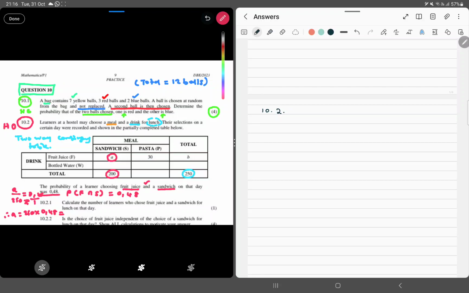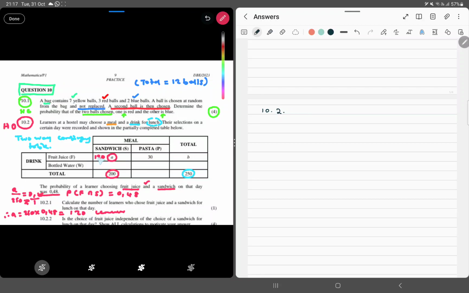So this is going to be 250 times this probability 0.48. This gives us 120 learners. So that means A is 120 learners. So these questions, they always give you information, folks, to be able to do these things, but you need to be able to understand how to do this.